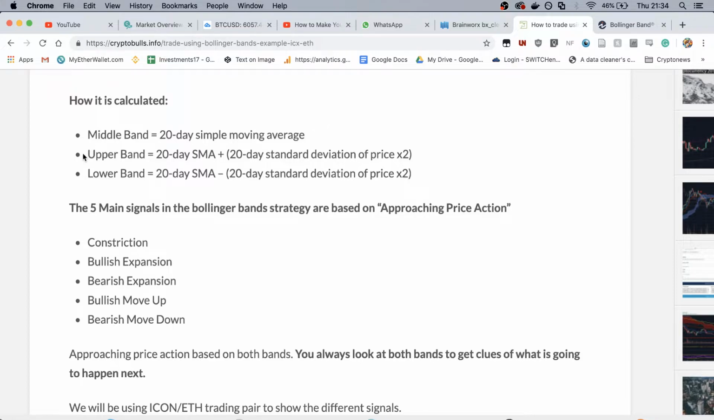The upper band is a 20-day simple moving average plus the 20-day standard deviation of the price times 2, and the lower band is a 20-day simple moving average minus the 20-day standard deviation of price times 2. So the standard deviation of price means how far the price moves away from the simple moving average.